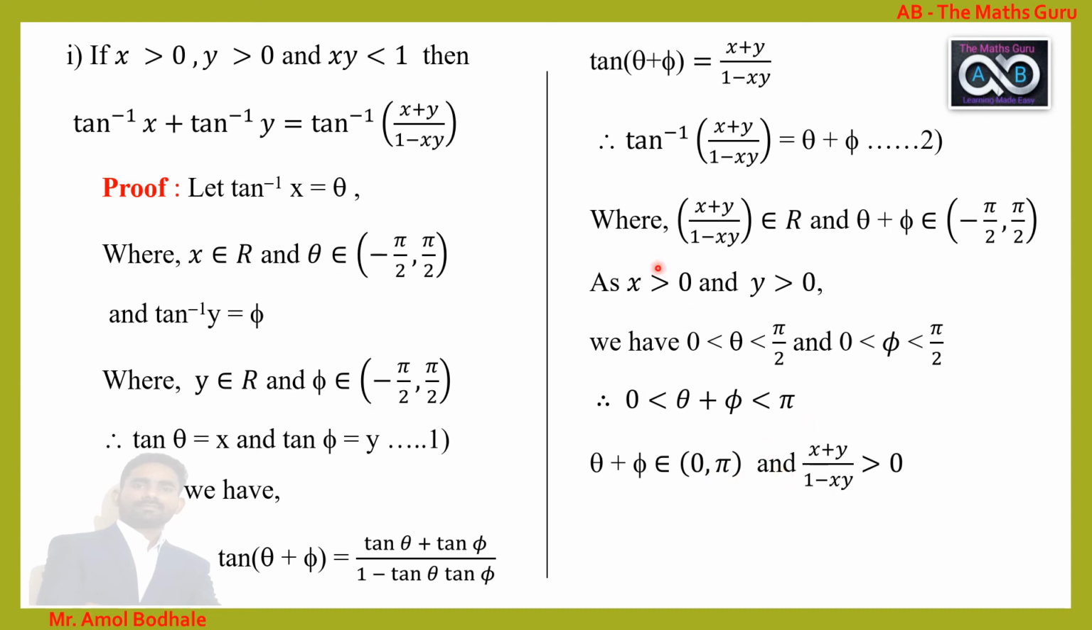And here as x is positive, y is positive, and x into y is less than 1. So obviously 1 minus x into y is also positive, as x into y is less than 1, and the numerator x plus y is also positive, that means this quantity is greater than 0. So obviously it will belong to the set of real numbers. So here from the first condition and second condition, we get tan inverse of x plus tan inverse of y equal to tan inverse of x plus y upon 1 minus xy.